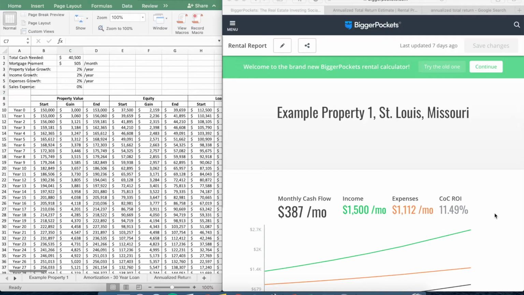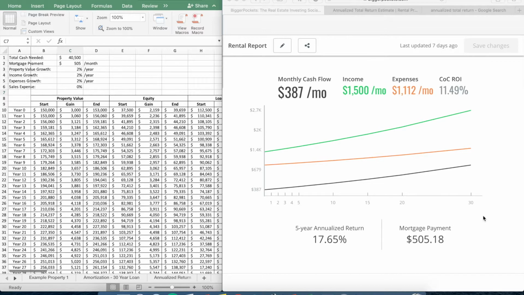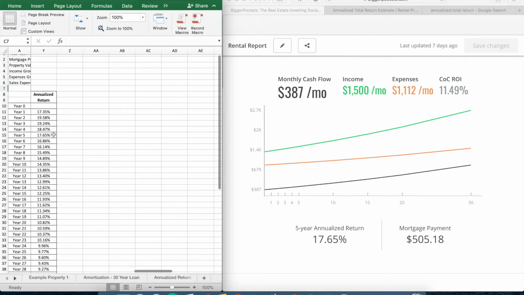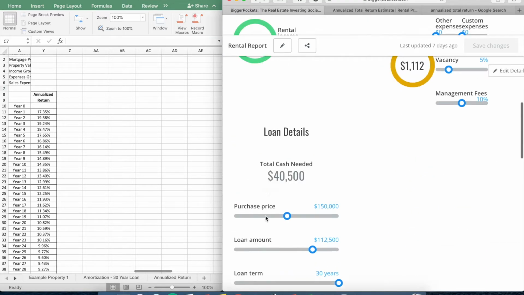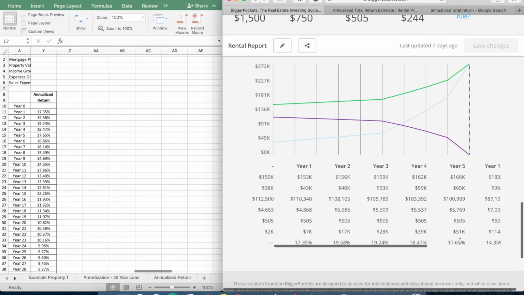Now to start off, I'm just going to show that I was able to calculate the same numbers that the BiggerPockets Rental Property Calculator calculates. So for instance, for the 5-year annualized return, if I go to my Excel and scroll over to the end, I find that my 5-year annualized return is also 17.65%. If I scroll down on the BiggerPockets calculator, you can see what their values are for a number of different years. And so you can see year 1, they both match, and that's the same with year 2, year 3, year 4. We already established year 5 matches.